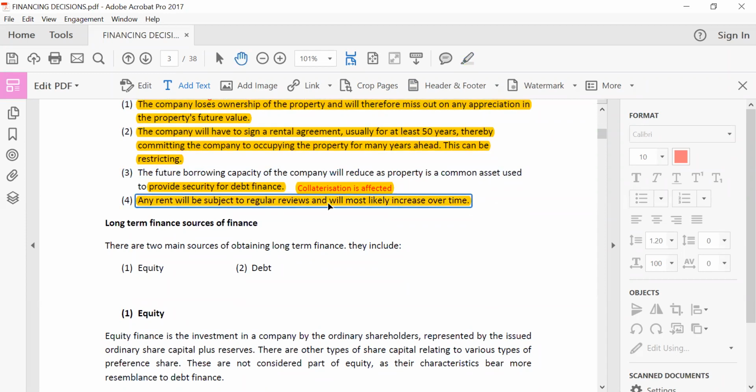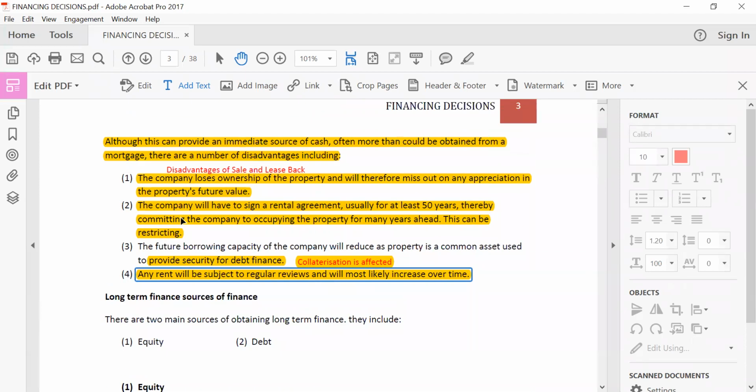Next item, any rent will be subject to regular reviews and will most likely increase over time, right? If you want to continue leasing, the first day you came for it was 1,000, the next day after review is going to increase, creating a lot of discomfort. So these are disadvantages of sale and lease back.